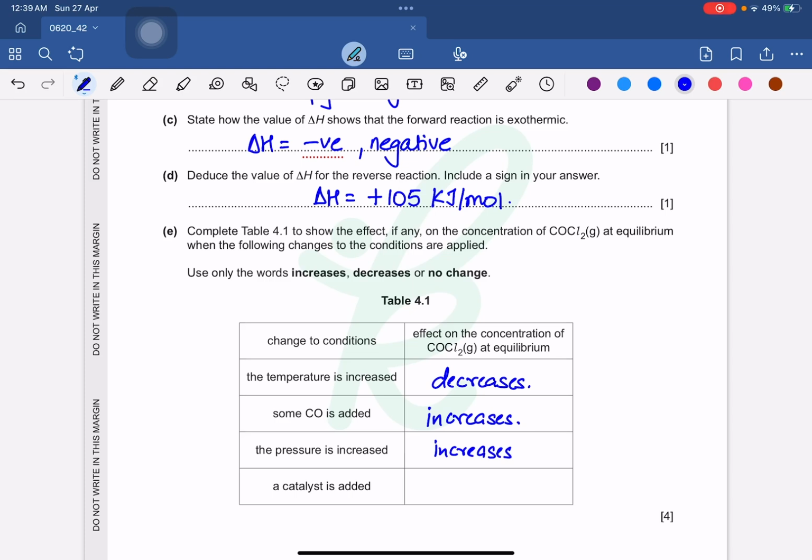The last part, catalyst is added. Now we know that catalyst does not alter the equilibrium of the reaction, it just affects the rate of the reaction. So here there will be no change.